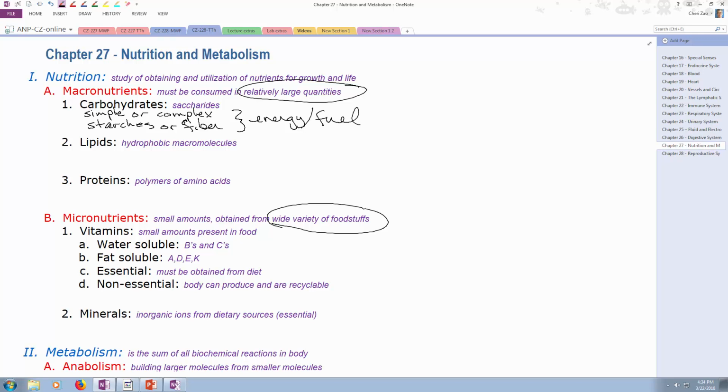Lipids, again, hydrophobic molecules. We use them for energy storage, cell membranes, and hormones. Energy storage, the most common lipid for energy storage are TGs, triglycerides. That's what our little fat cells all have in them. And for cell membranes, you guys know, phospholipid bilayer.